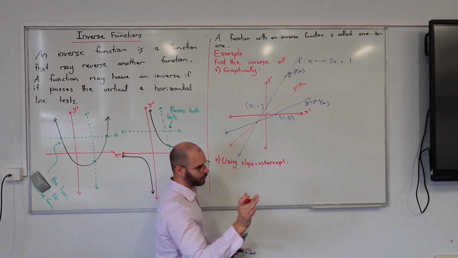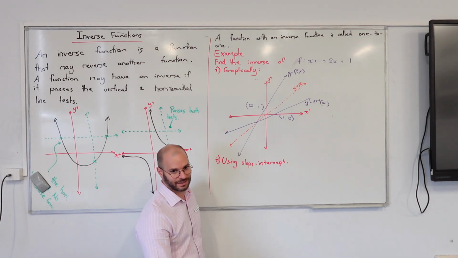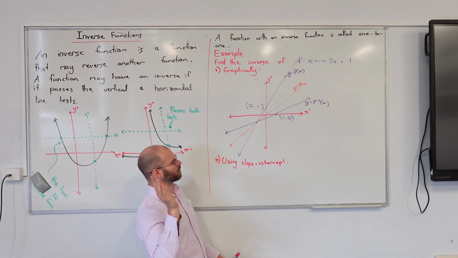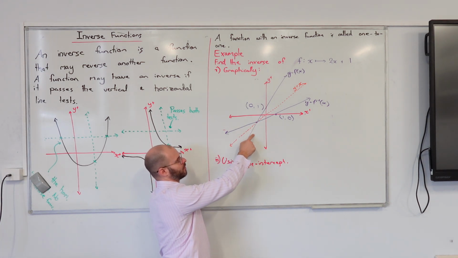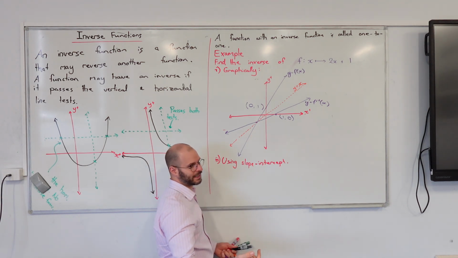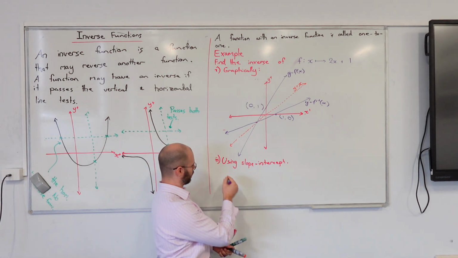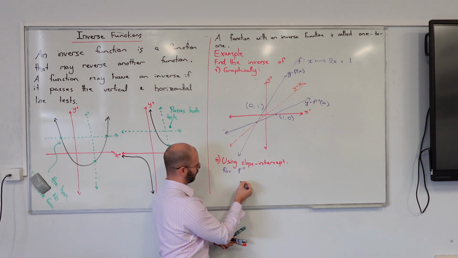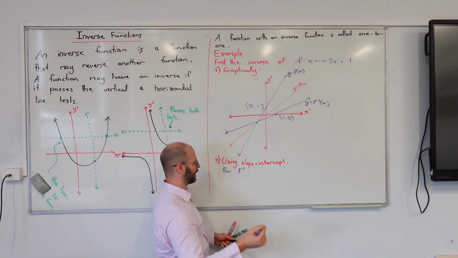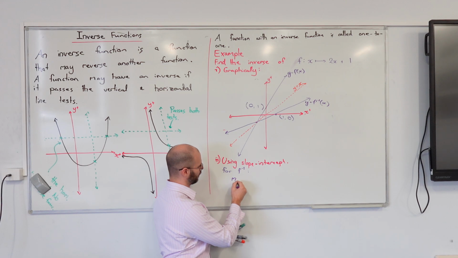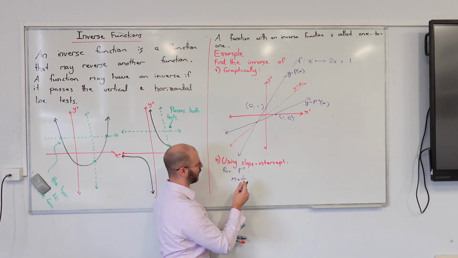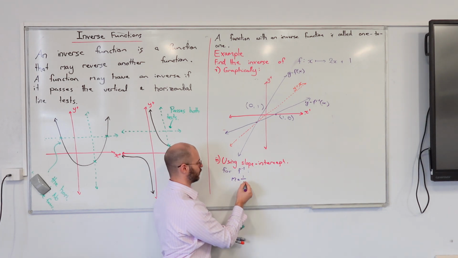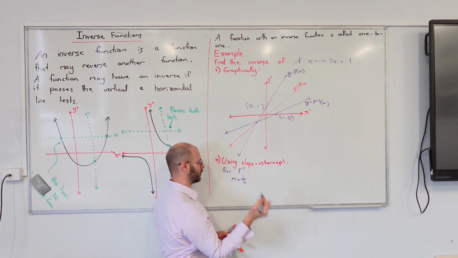Okay, next way we can do this is partially analytically, slope-intercept. Now think about it. If this is the inverse of this, then the gradient of the inverse function is going to be 1 over, and what is the gradient of this top one? 2. So 1 over 2, so it's a half.